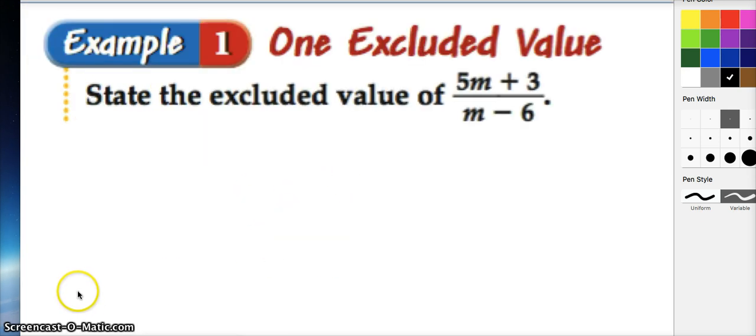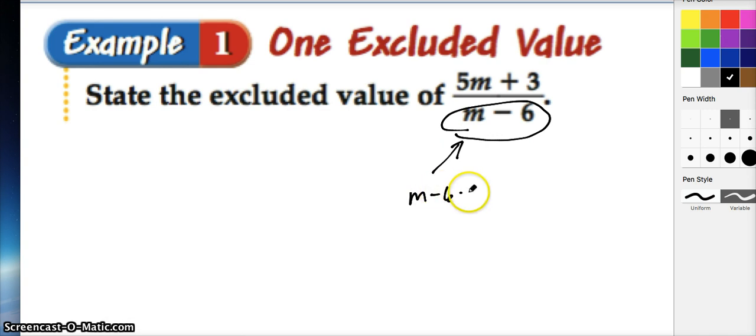So here in example 1, we're asked to state the excluded value. What did I tell you in the introduction? The only thing we're thinking about when we talk about excluded value is dividing by 0. So I'm not even worried about my numerator. I'm just worried about my denominator. So basically, if you couldn't eyeball it, you set the denominator equal to 0 and you solve for that variable. The excluded value here would be, add 6 to both sides, drum roll please, m is equal to 6, or not in our case. The excluded value would be 6.